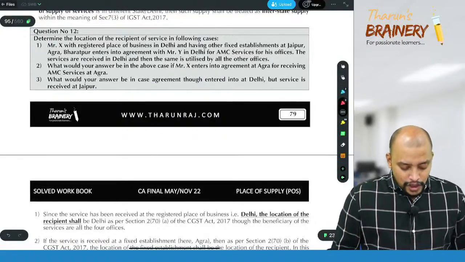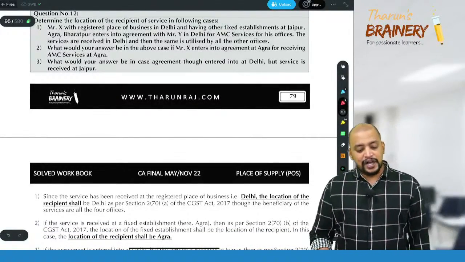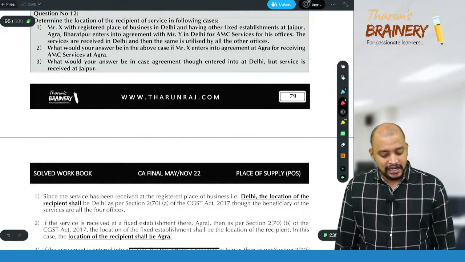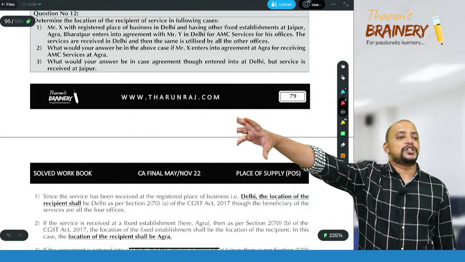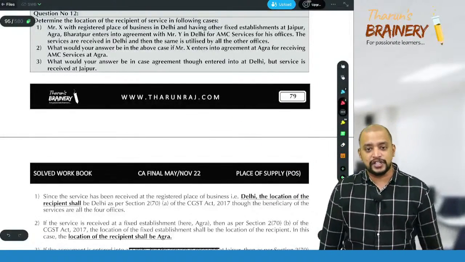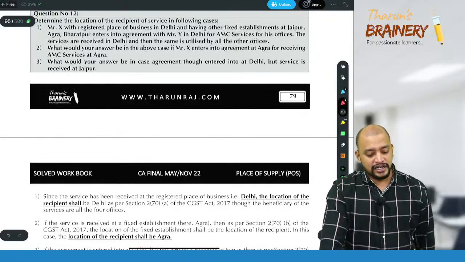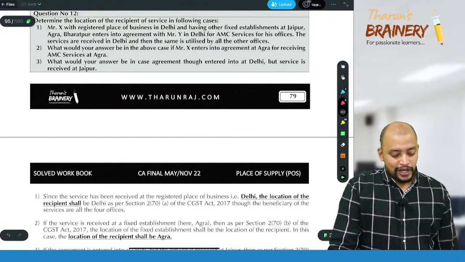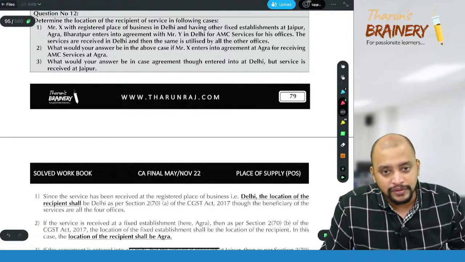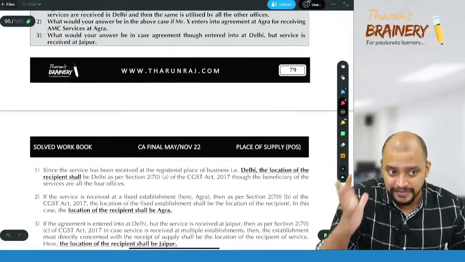Then what would your answer be in the above case if Mr. X enters into agreement at Agra for receiving AMC services at Agra? Means that fixed establishment for which the services are received will be taken as the location of recipient. What would your answer be in the case the agreement, though entered into in Delhi, but the service is received at Jaipur? Same way, the location where the services are received.